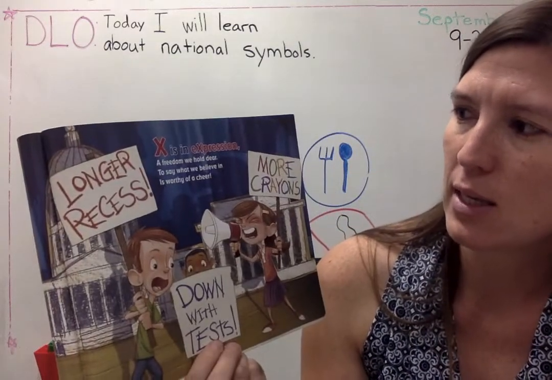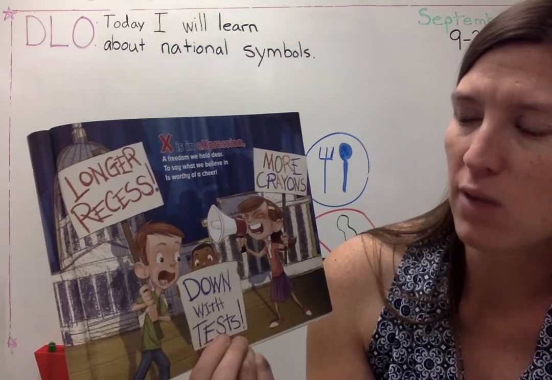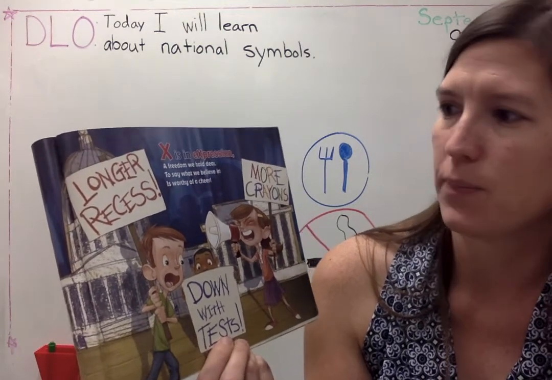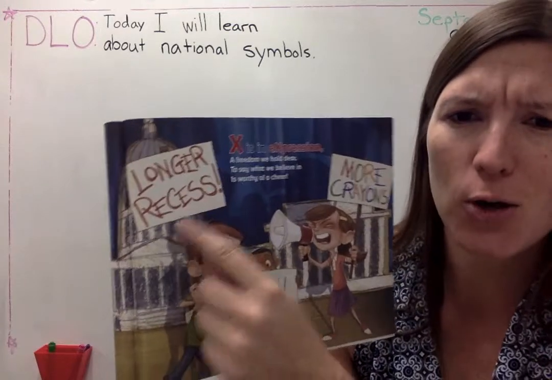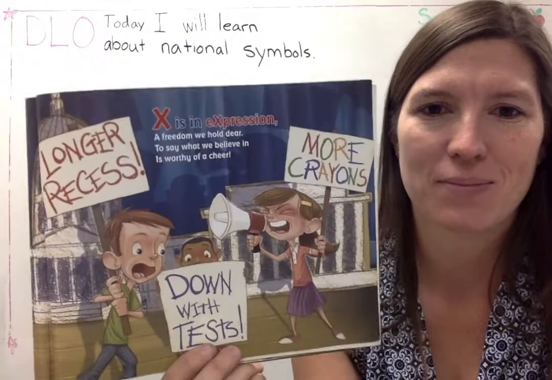X is for expression. Of freedom we hold dear. To say what we believe in is worthy of a cheer. So these kids say, longer recess, down with tests, more crayons.